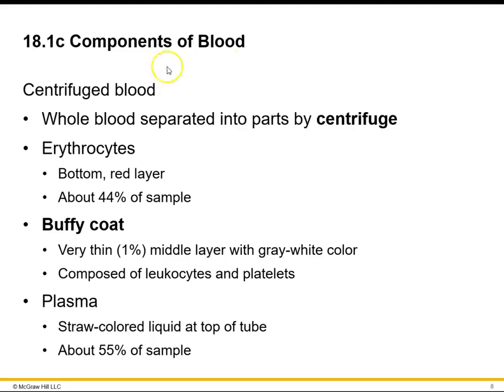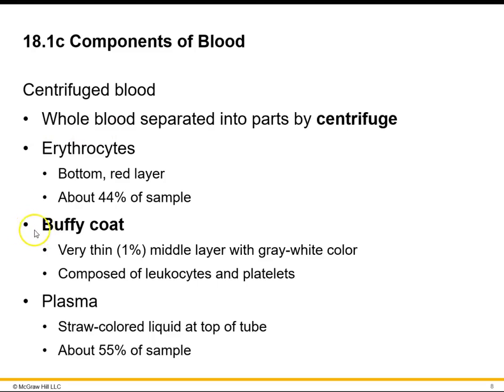All right, a little bit more on the components of blood. So what they can do is they can take whole blood and put it in a tube, and put that tube in a centrifuge. And the centrifuge basically spins that blood down, and as it spins it down, it separates it into different layers depending on the density of each one of those layers. The bottommost layer, the densest layer, is going to be composed of erythrocytes, okay? And this makes up about 44% of whole blood.